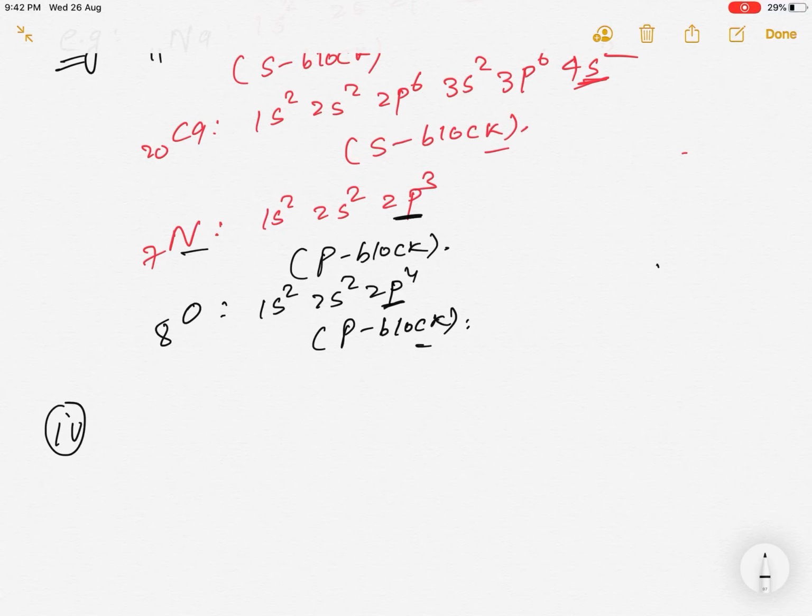Next, the fourth application is you can predict the location of an element.